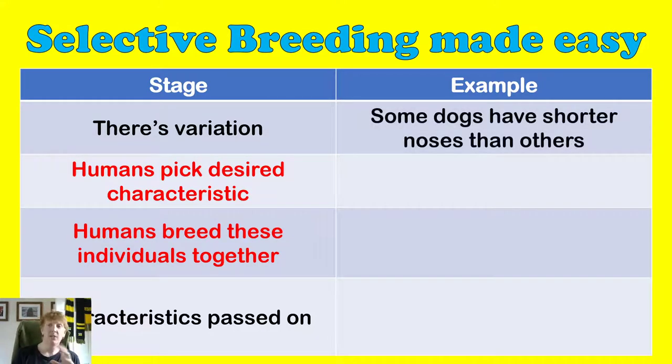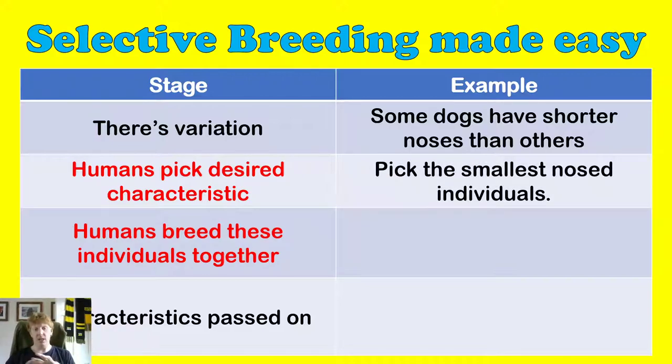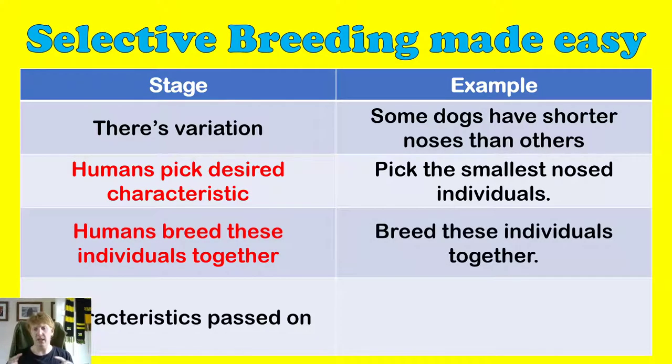So for example, some dogs have shorter noses than others, and for whatever reason, we decide that we want dogs with really short noses, despite them struggling to survive, because we think they're cute, right, for aesthetic reasons. So we pick the smallest nosed individuals. We take two dogs with the shortest possible noses that we can find, and we breed these individuals together. So we put these individuals together so that they can only breed with each other. And then they have babies, and then in the next generation, we select the shortest nosed individuals from the next generation and we breed them together, okay?